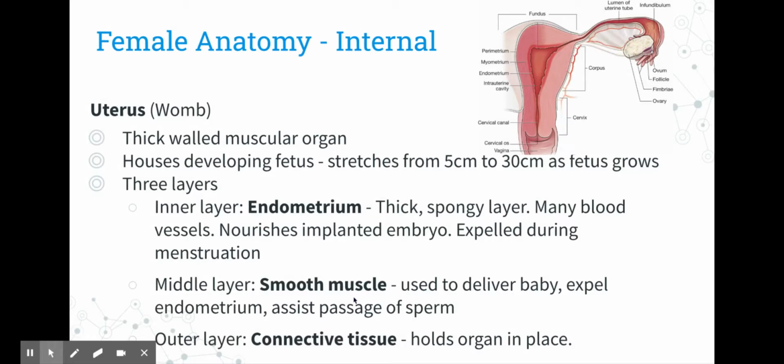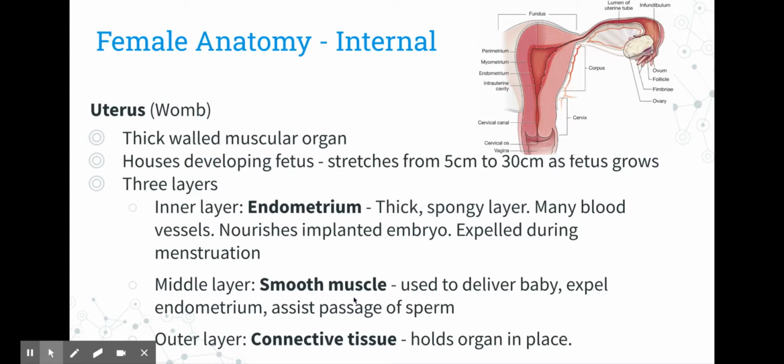Now, the uterus, or the womb, is a thick-walled muscular organ. In an individual that is not pregnant, it's about the size of a small pear. It's not a very large organ, about 5 centimeters in size. As a fetus grows, it can stretch to accommodate a growing baby and get up to 30 centimeters in size.